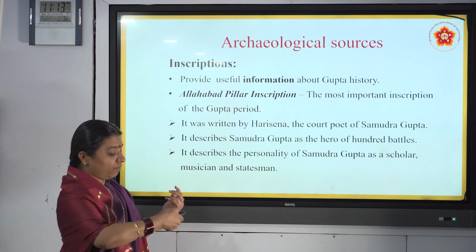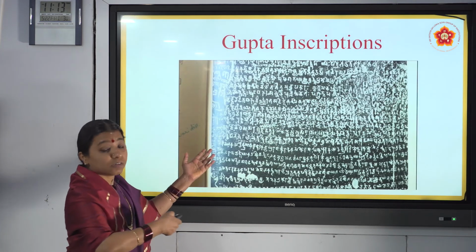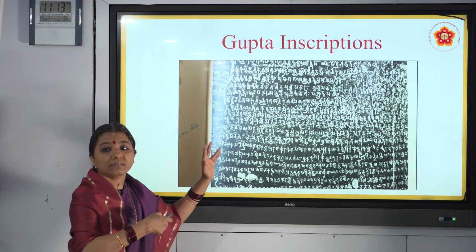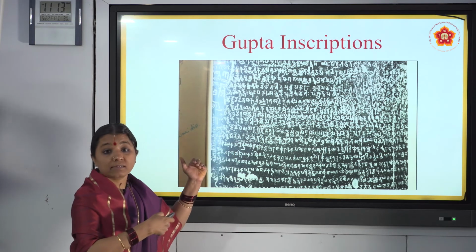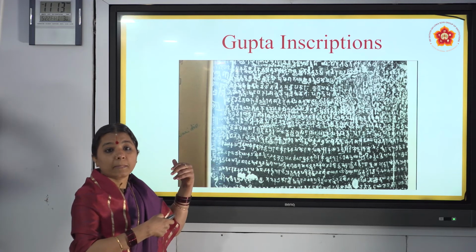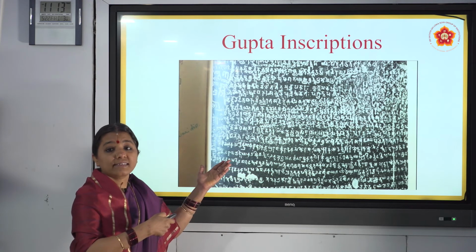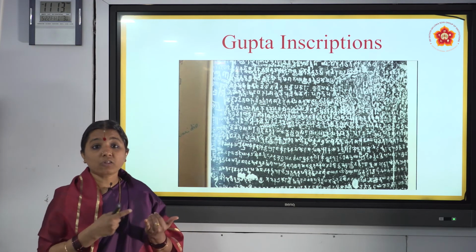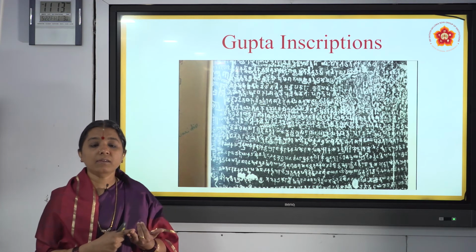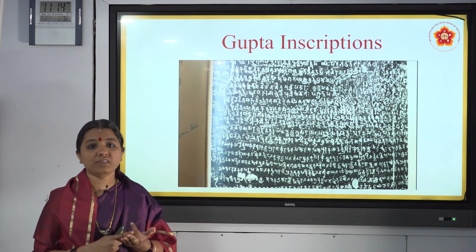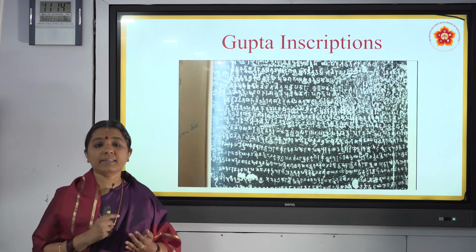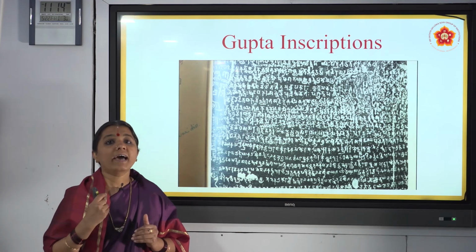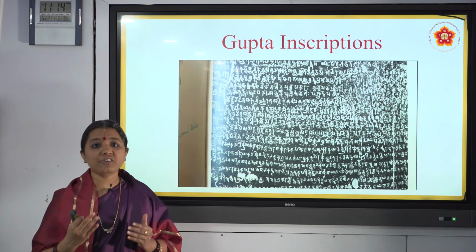This inscription is engraved, it is not written, it is engraved on rocks, pillars, copper plates, stones, walls, etc. And what is the speciality of the inscription we discussed? They are authentic, reliable and direct sources to write the history, and also they are contemporary. That is why it is the most authentic source to write the history of any kingdom or any region, any country.